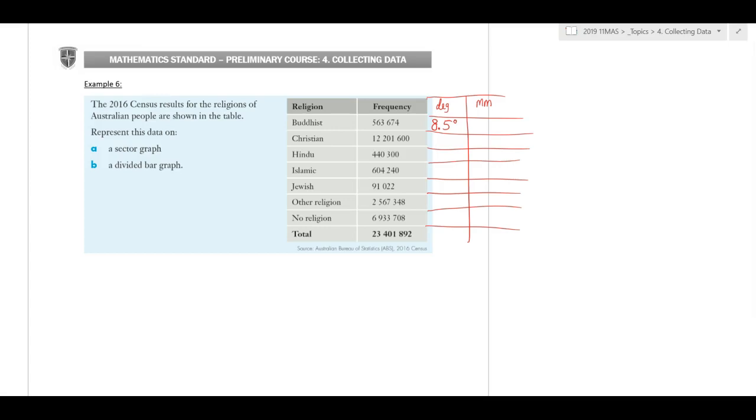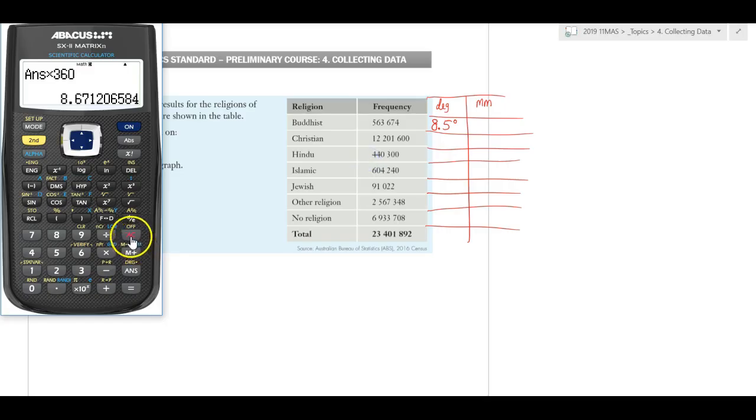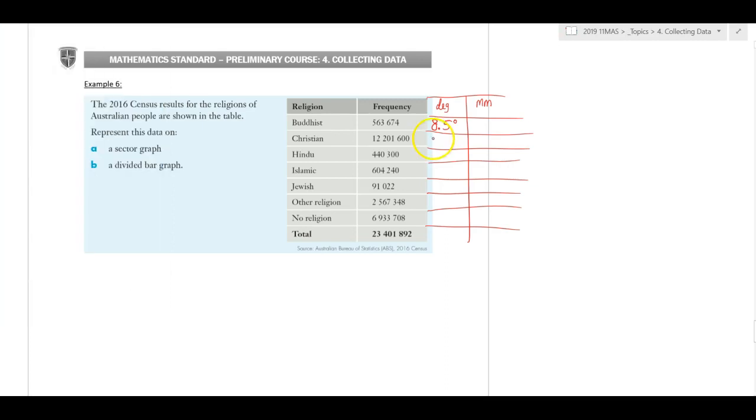Let's try that again with Christian here. Back to my calculator. So, just follow again. What I want is the number of Christians, that's 12,201,600, divided by the total, 23,401,892. So that's what fraction of the total is Christian, and I want that fraction of my 360 degrees, so times 360 equals 187.7. Let's call that 187.5. We're just going to round things to the nearest half. 187.5 degrees.